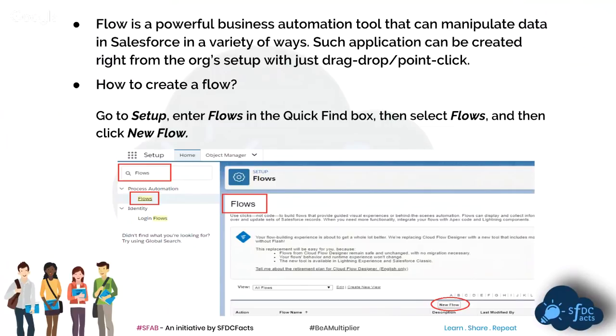So let's quickly see how we can create a flow. As you can see in the screenshot, you can go to the setup, then enter flows in the quick find box, and then click on flows and just click on new flow. We'll see later on how to create a flow in our session as well.